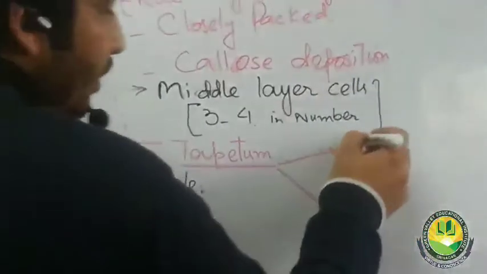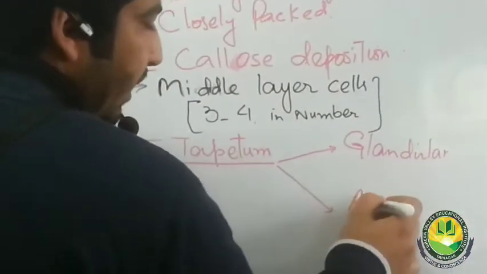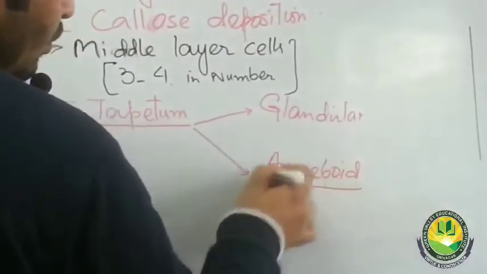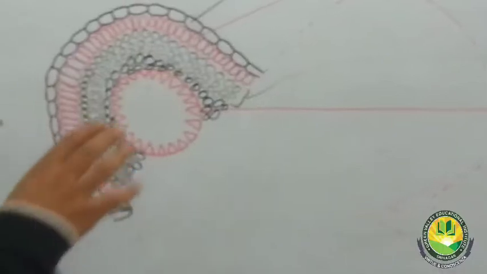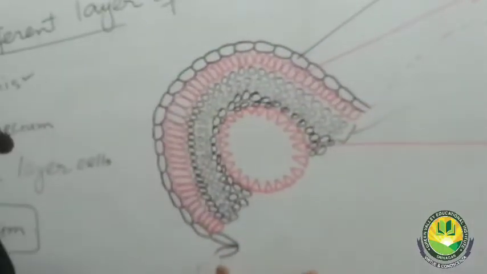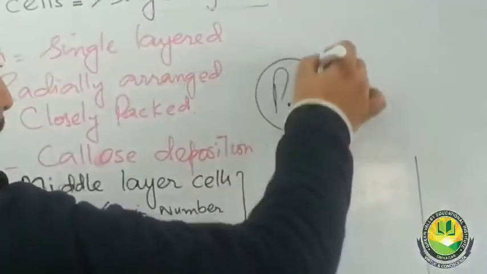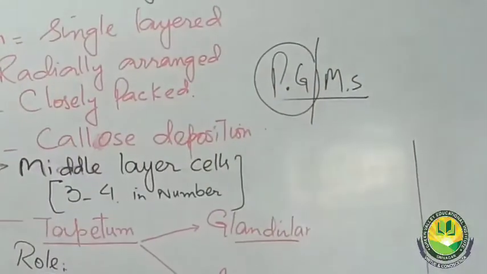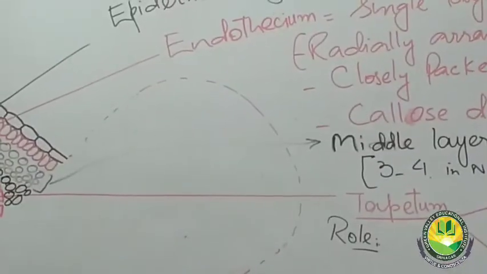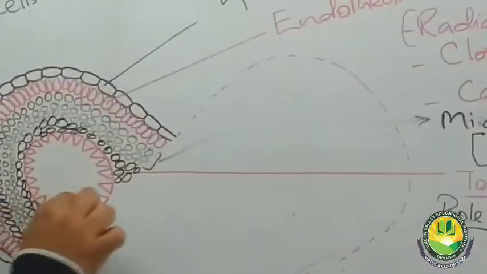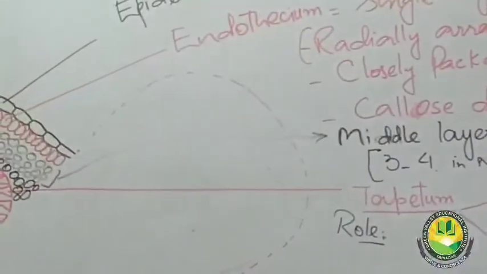One is called the glandular tapetum, and the second one is called the amoeboid tapetum. I have told you earlier that this is the structure where the pollen grains or microspores are going to be produced. These pollen grains or microspores need nutrition for development. And this layer of cells, the tapetum, is going to provide the nutrition, that is, the food for the development of these microspores or the pollen grains.